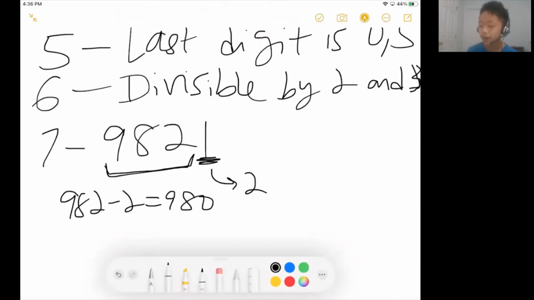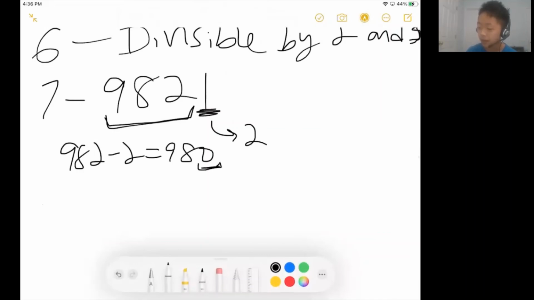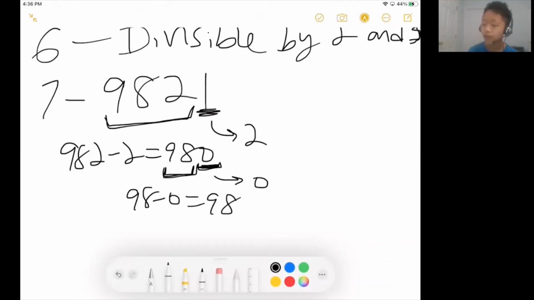Then you can repeat this process. You take the last digit, which in this case is 0, and you double it, you get 0. The remaining number is 98, so you do 98 minus 0, you get 98. And then you can clearly tell that 98 is divisible by 7.